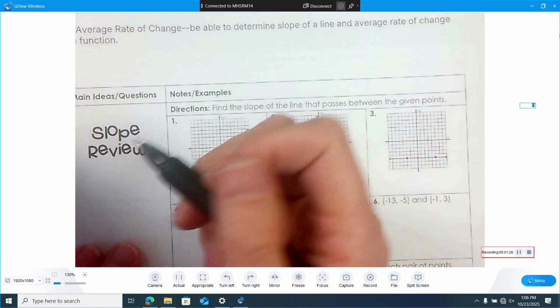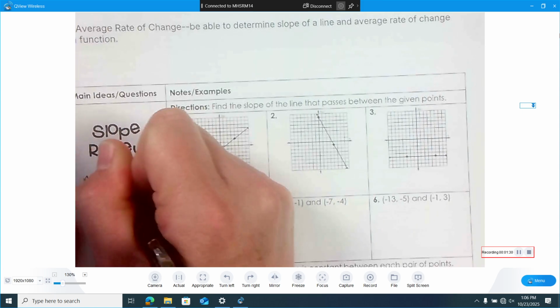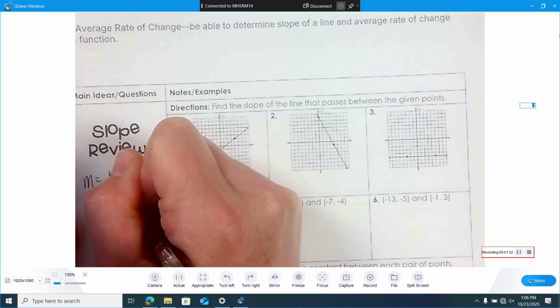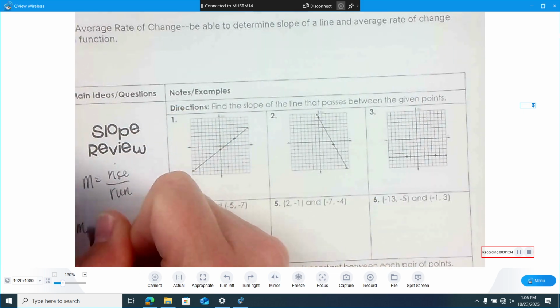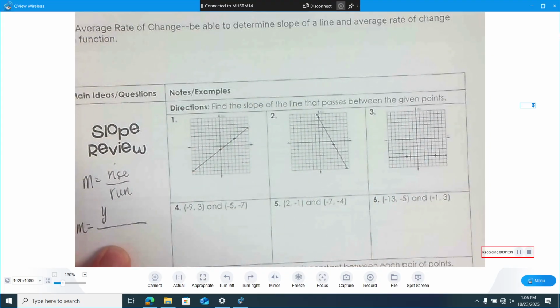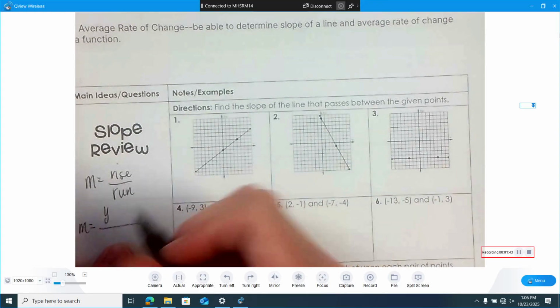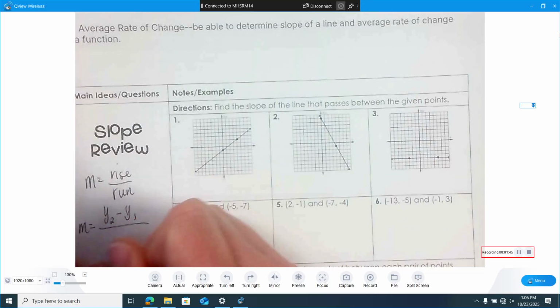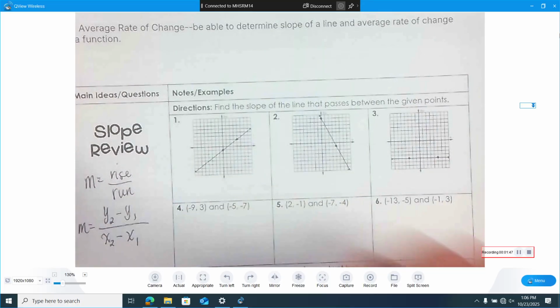Rise over run. So yes, slope is rise over run. If we can count it, that's great. What about the formula for it? That is slope-intercept form, which is what everyone remembers from algebra. That's the only thing. Y2 minus, there it is. Yeah, there we go. It's been a long time.